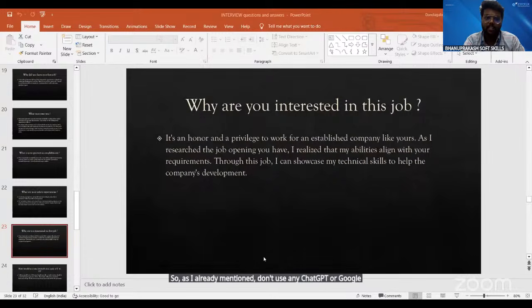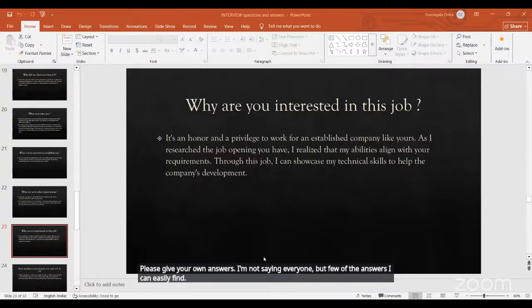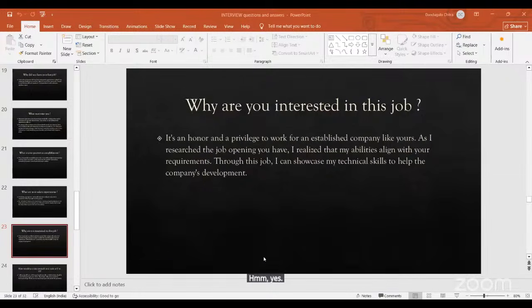Please give your own answers. I'm not saying everyone, but few of the answers I can easily find. Sir, yes, Rani. And one more thing, I leave 2 more marks for me because no one is perfect in everyone's life. So I leave 2 marks for that, sir.